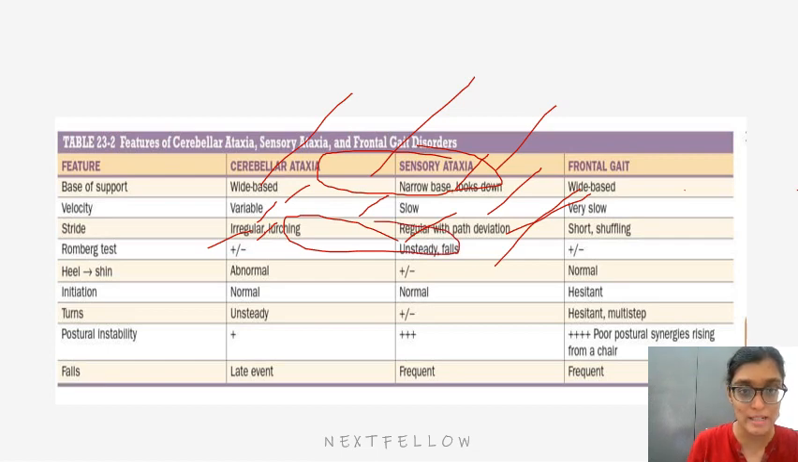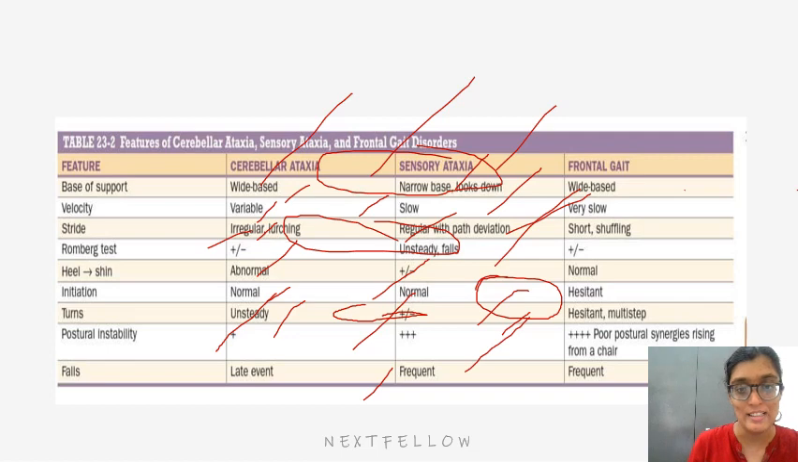Heel to knee test is abnormal in case of cerebellar ataxia. Initiation is normal in cerebellar and sensory ataxia, and hesitant in case of frontal ataxia. Turns are unsteady in case of cerebellar ataxia. They are hesitant and multi-step in case of frontal gait, and may be normal or abnormal in case of sensory ataxia. Postural instability is mild in case of cerebellar ataxia. It is profound in case of sensory ataxia and frontal gait. Falls are very frequent in case of sensory ataxia and frontal ataxia, and it is a very late event in case of cerebellar ataxia.